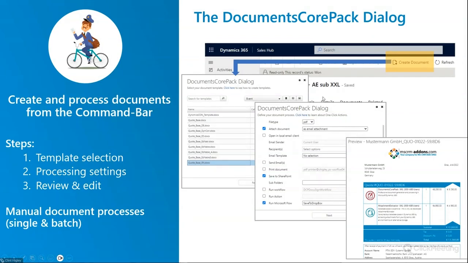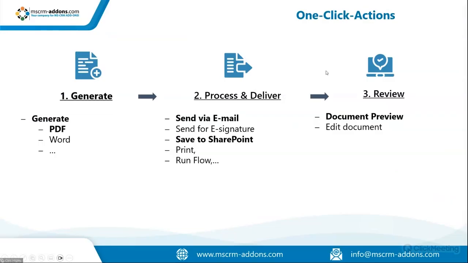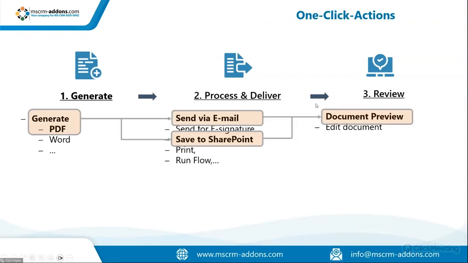Most of y'all are probably very familiar with this if you're using Documents Core Pack, right? So let's talk a little bit about one-click actions. What we find a lot of the time is that during these three different steps, people are doing the same thing over and over again. For example, if I'm generating a quote, most of the time I'm generating it as a PDF, sending it via email, saving it to SharePoint, and then previewing the document. So I've got those four things that I'm doing over and over and over again, right?